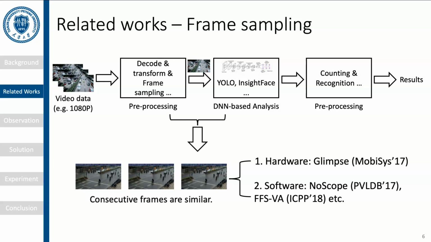NoScope and FSVA adopt a method based on the difference measurement of two frames. A predefined threshold is used to determine whether the current frame should be analyzed with network models. Besides, a cascade model design is exploited to reduce the number of calls to the ground truth model. However, these works only focus on optimizing the performance of a single analytic pipeline.